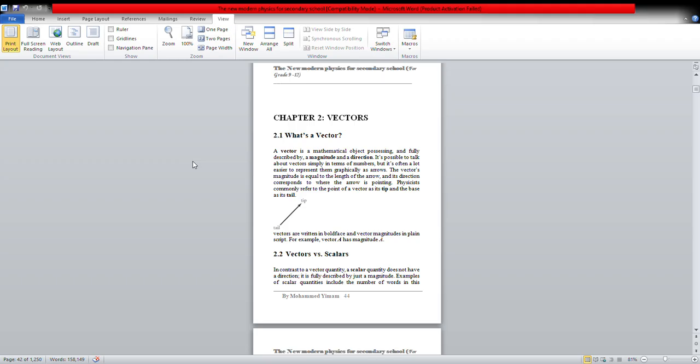What's a vector? A vector is a mathematical object possessing and fully described by its magnitude and direction. So it's represented by an arrow with its tip and tail. Vectors and scalar quantities: the difference between vectors and scalar quantities is that vectors have both magnitude and direction, but scalars have only magnitude.